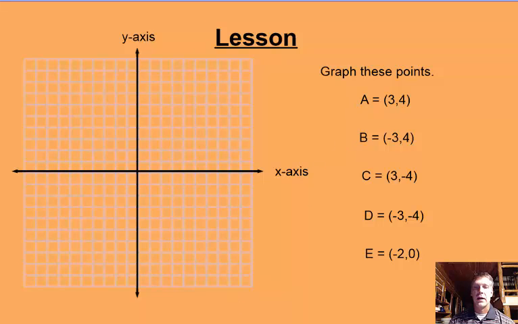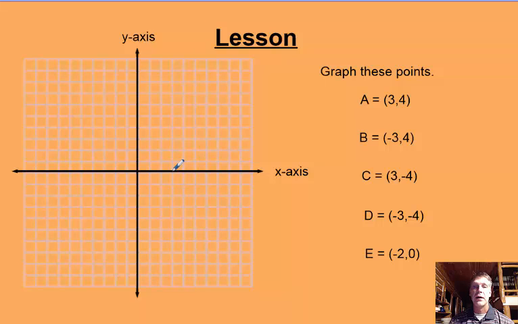Alright, I have 5 points I'd like to show you how to graph. The first point, point A, is (3, 4). So my x value is 3, my y value is 4. So if I start on my origin, I'm going to slide 3 units in a positive direction. 1, 2, 3.